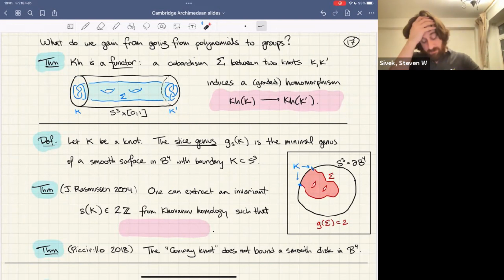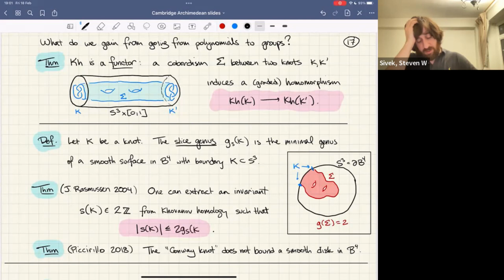And so Cambridge's own Jacob Rasmussen showed in 2004 that you can extract an even integer, a numerical invariant from Khovanov homology that gives you a bound on the slice genus in the sense that its absolute value is less than or equal to twice whatever that number is. So Khovanov homology, because it has this structure that has to do with surfaces sitting inside a 4-dimensional thing, gives you bounds on this interesting geometric quantity.